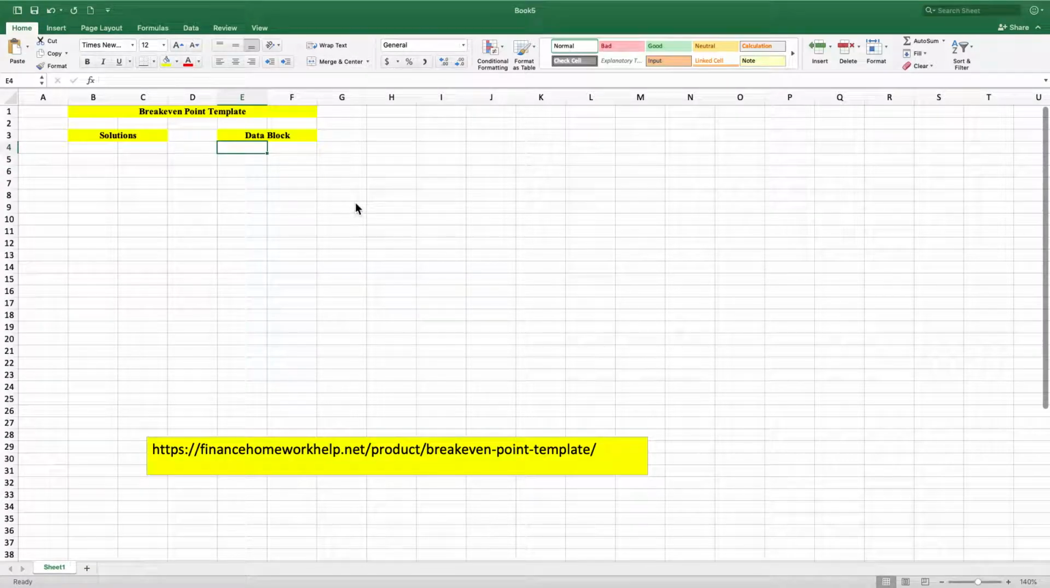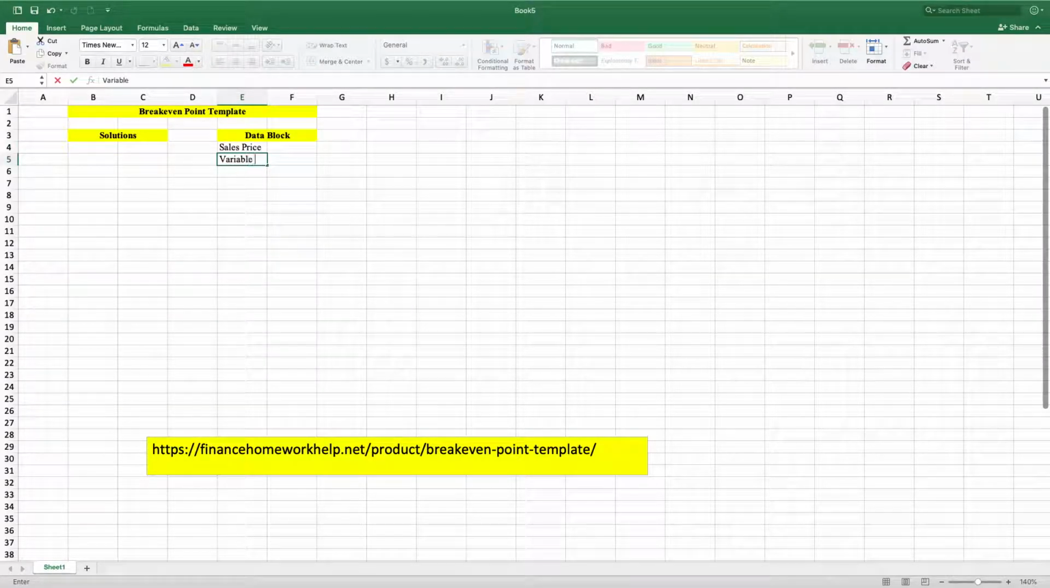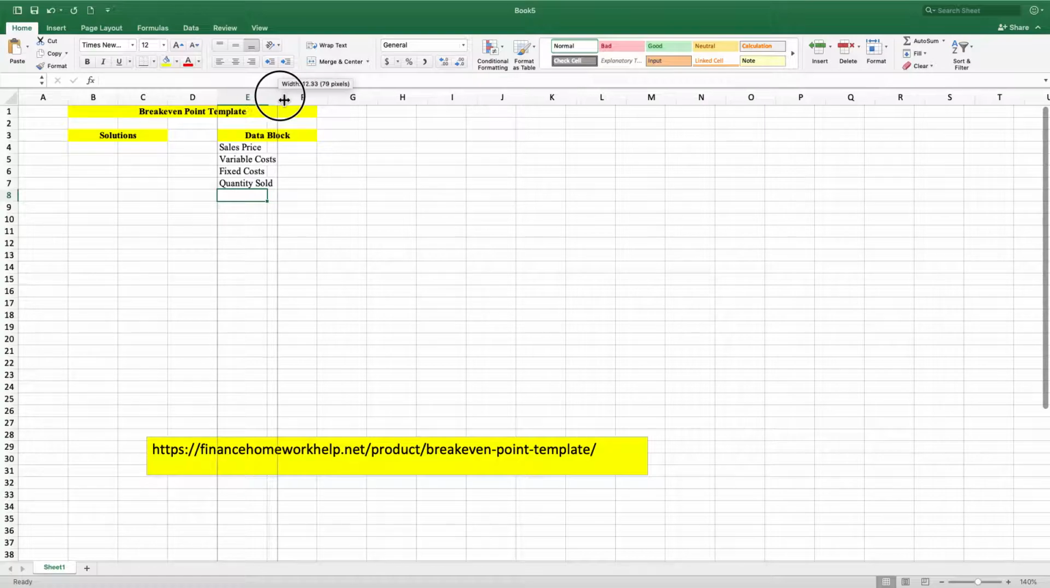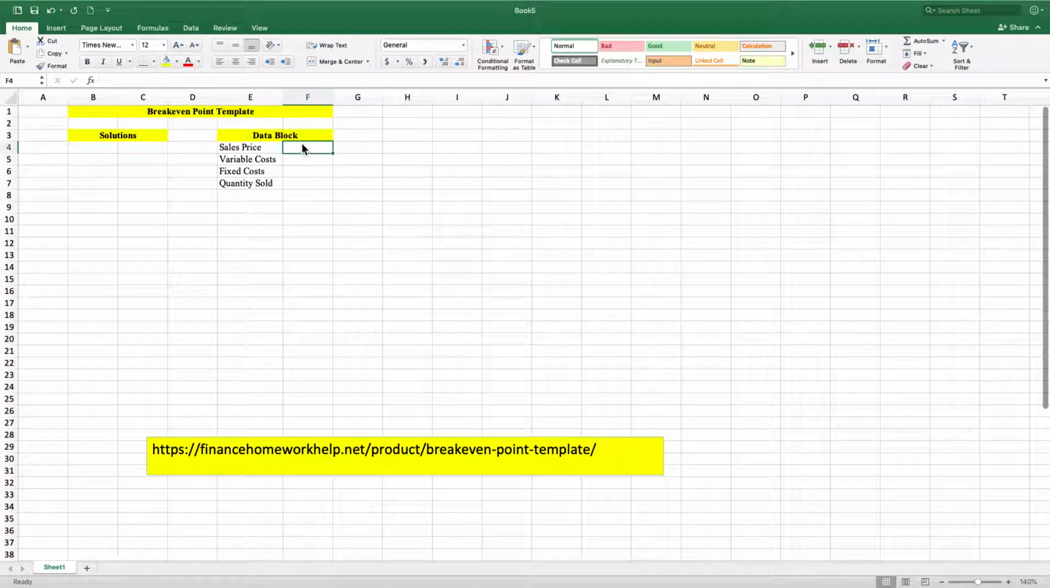Alright, so the data that we're going to be entering is going to be sales price. Then we're going to need a variable cost. We're going to need fixed cost. And then we're going to need quantity sold. Alright, and then we're going to move this over so we have enough room here. And then we're also going to turn all these cells right here blue. Anything in blue we can change. Anything in gray, don't change the numbers.